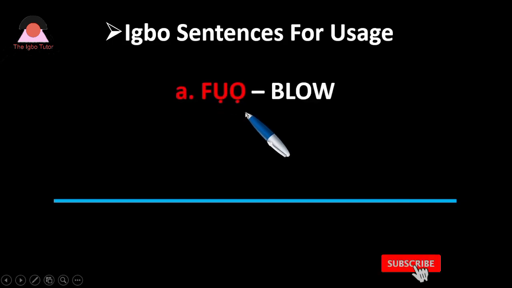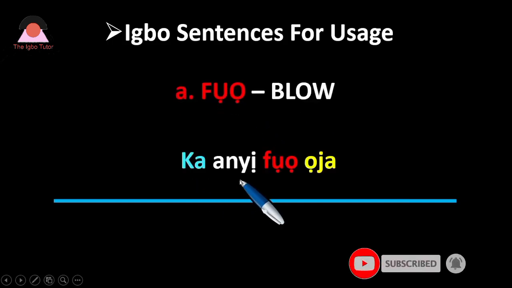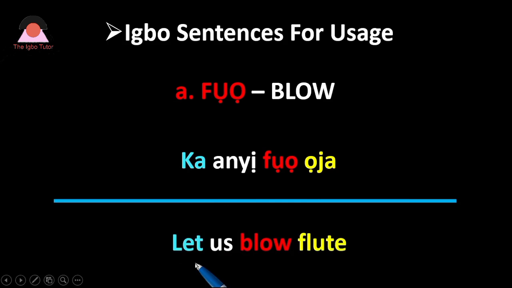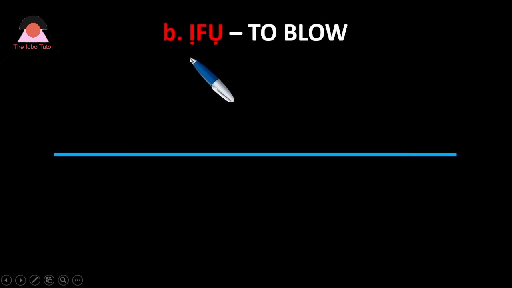Beginning with fụọ, original verb, blow. Sentence now. Ka anyị fụọ ọja. Meaning what? Let us blow flute. From color, you can see that ọja is flute. Ka anyị fụọ ọja. Let us blow flute.